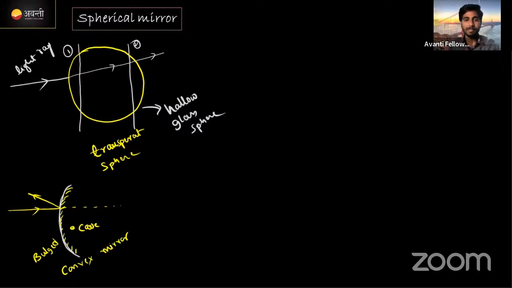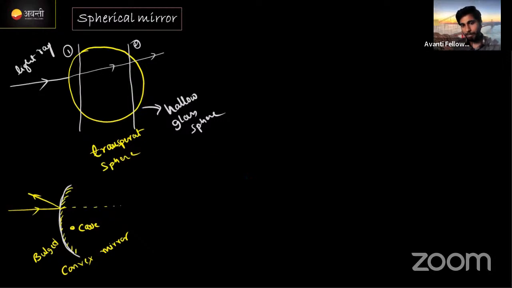Clear enough, but this is called the convex mirror. First part over, first mirror. Now the second mirror, where does it come from? From this side. I took the second portion of the mirror. I'm going to take that part here.